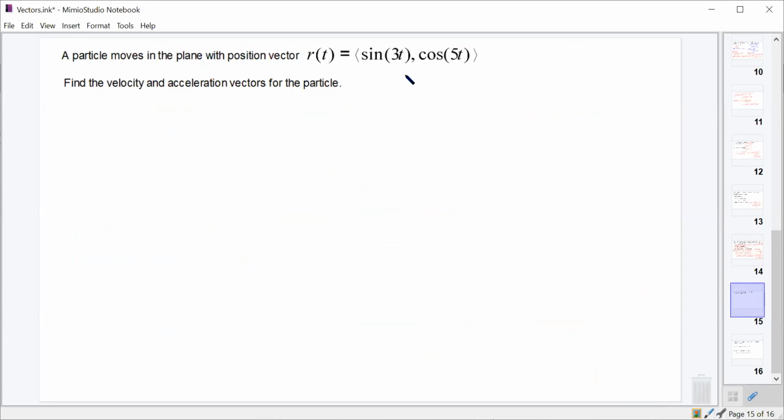This one's nice and easy. So we've got a particle that moves in the plane. We're given its position vector. We just want to find the velocity and acceleration vectors. That should be exceptionally easy. What should the velocity vector be?